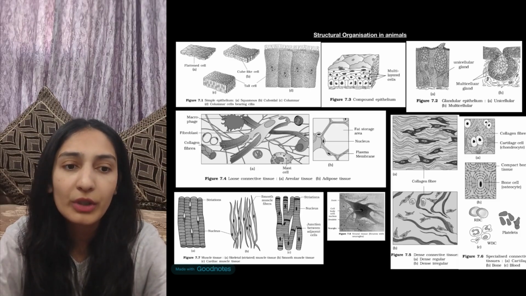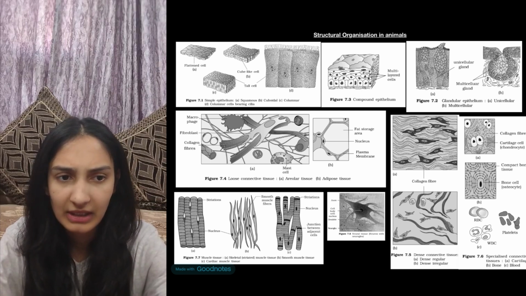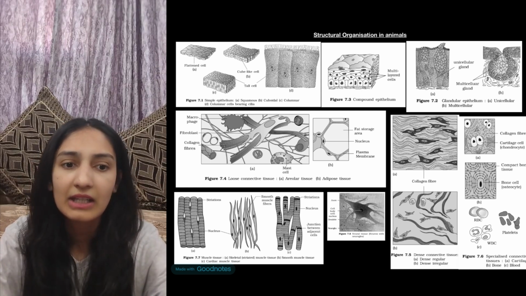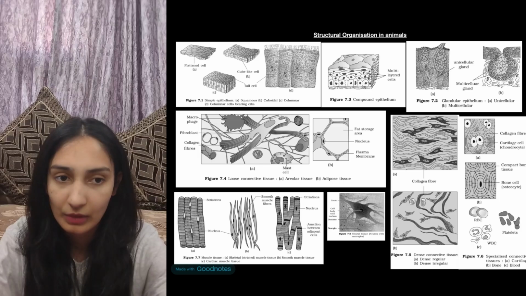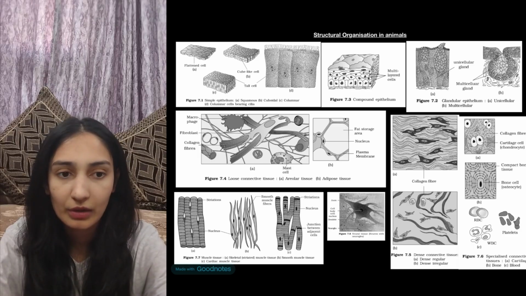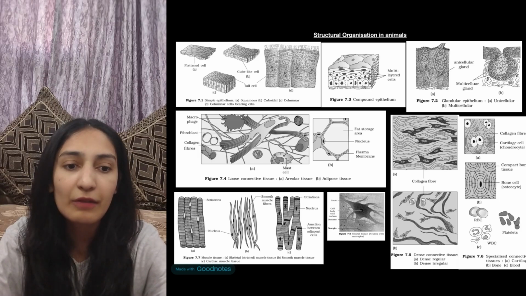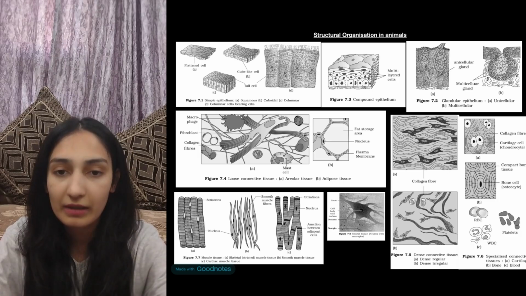Next, 7.3 depicts the compound epithelium, which has multi-layered cells. Next, figure 7.2 depicts the glandular epithelium. A is unicellular, B is multicellular. Figure 7.4 depicts loose connective tissue.